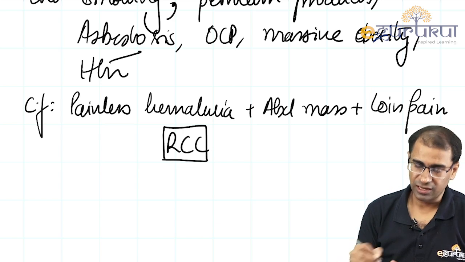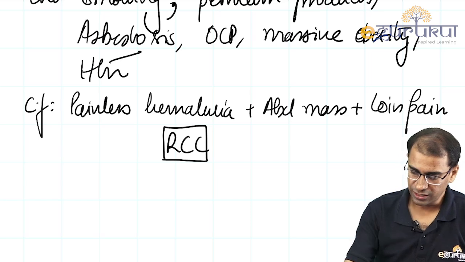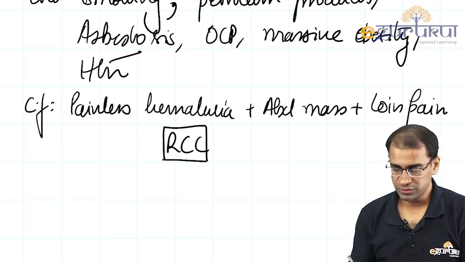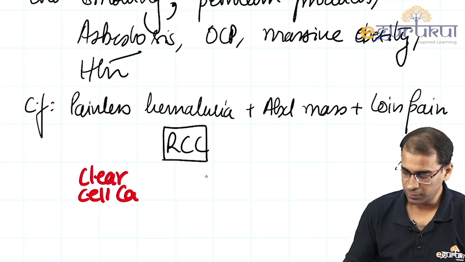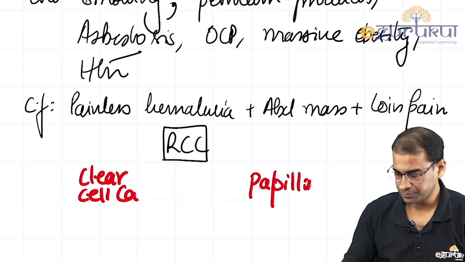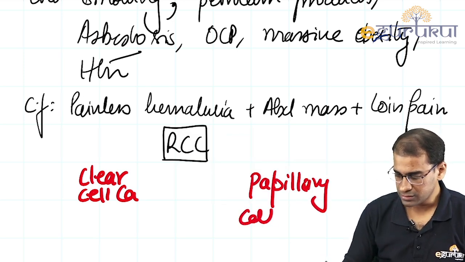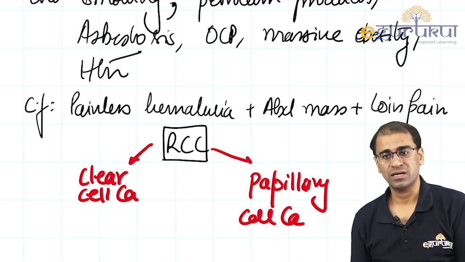Talk about renal cell carcinoma, RCC. RCC has various types of morphology. It can be clear cell carcinoma, and it can be papillary cell carcinoma. Okay, clear cell carcinoma and papillary cell carcinoma.